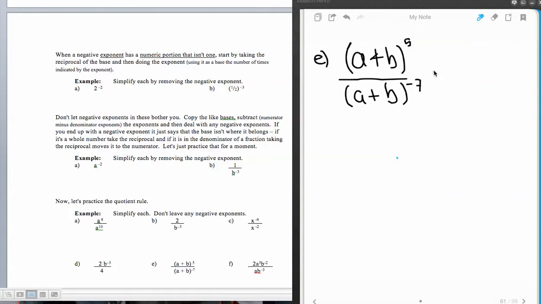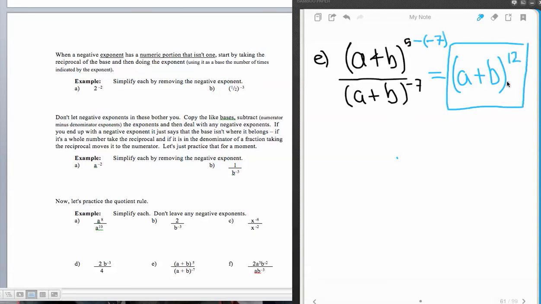Okay, so now we have another one that's complicated here. So first of all, we could just deal with this straight up. We say we're going to copy the like base and we're going to subtract the numerator minus denominator exponents. And so copying the like base, a plus b, and then this says 5 plus 7, which is 12. And so we get a plus b to the 12th. Remember, that's not the same as a to the 12th plus b to the 12th. This is not distributive property. Exponents do not distribute.